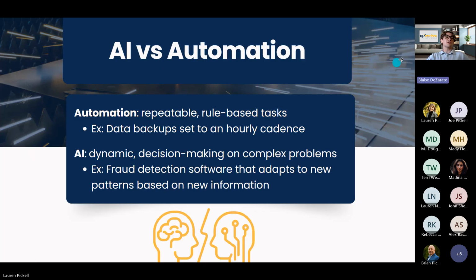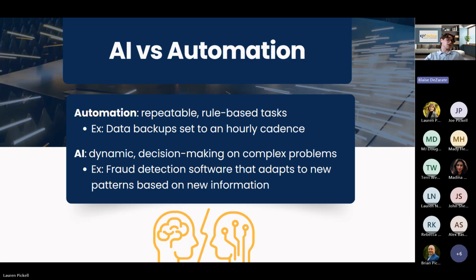Okay, so AI versus automation, let's clarify the difference. People use these terms interchangeably, but there is a key difference to them. So automation is repeatable rule-based tasks. AI is more dynamic. This is decision-making on complex problems. So automation is all about doing the same steps over and over. So think of a nightly backup job that you're running or routing every invoice PDF to your accounting folder. It never will change its behavior.